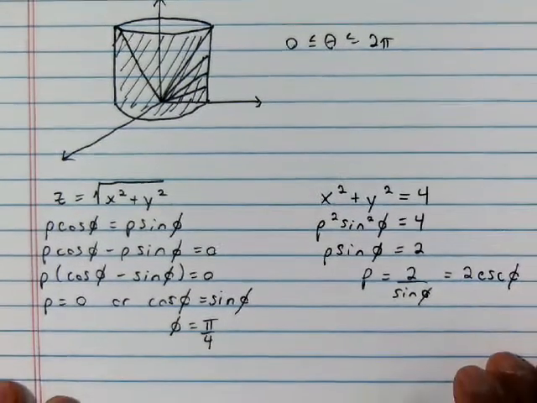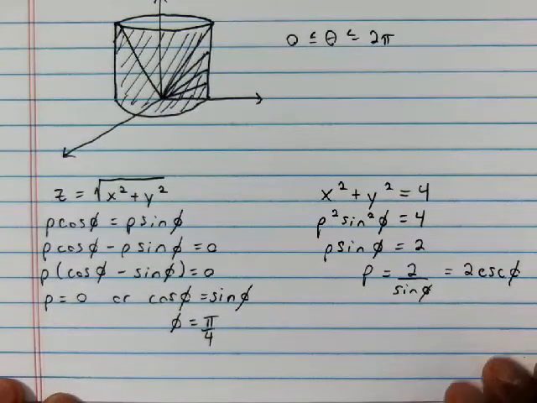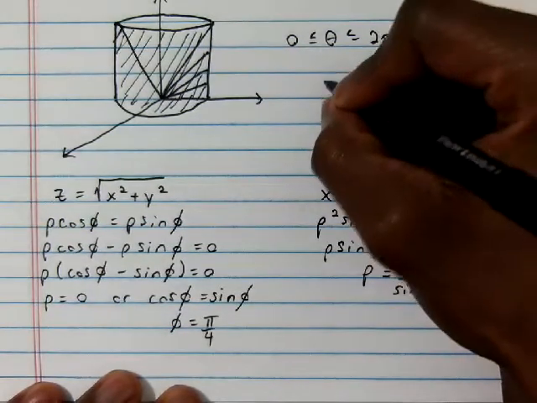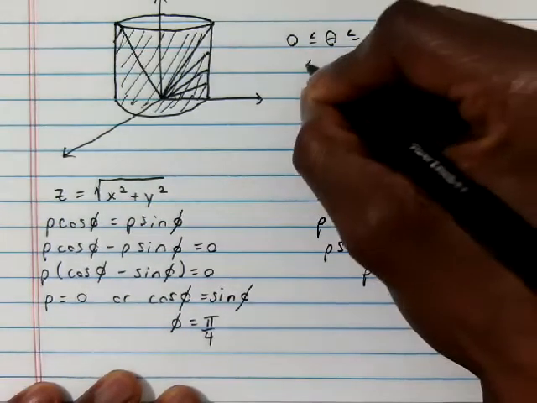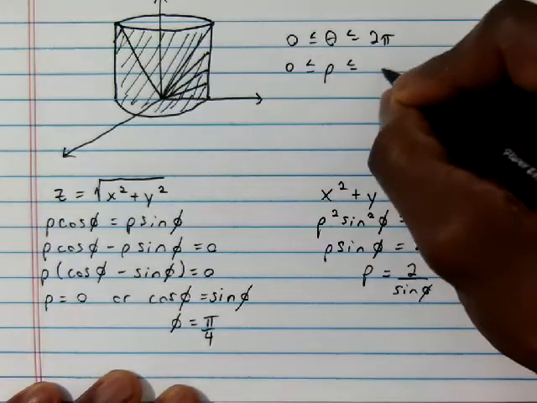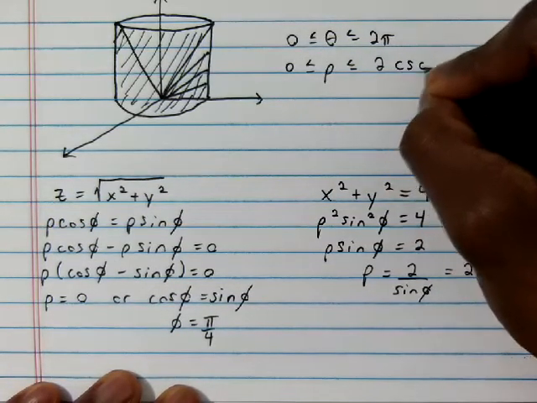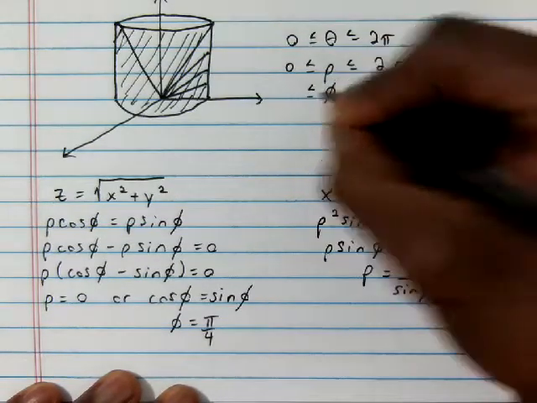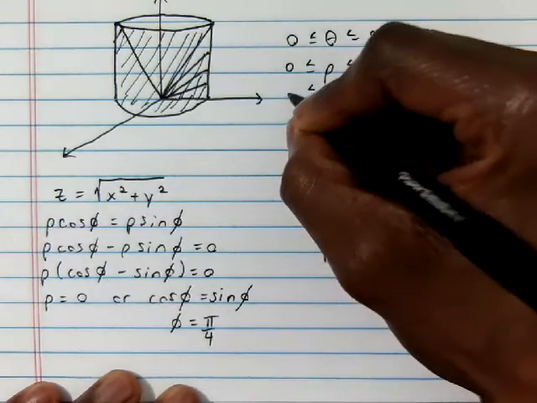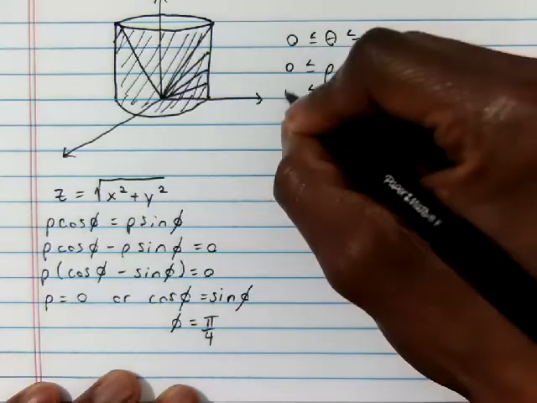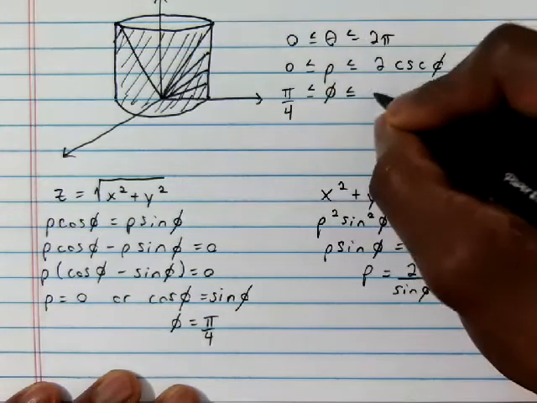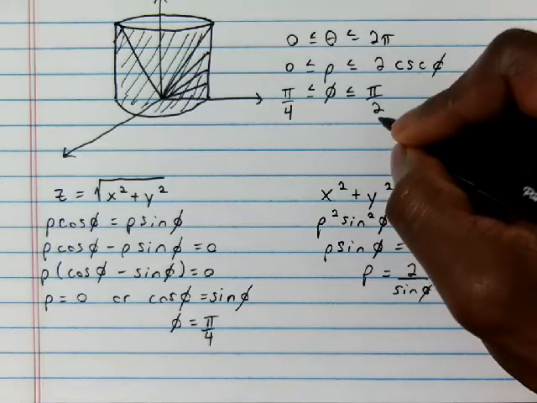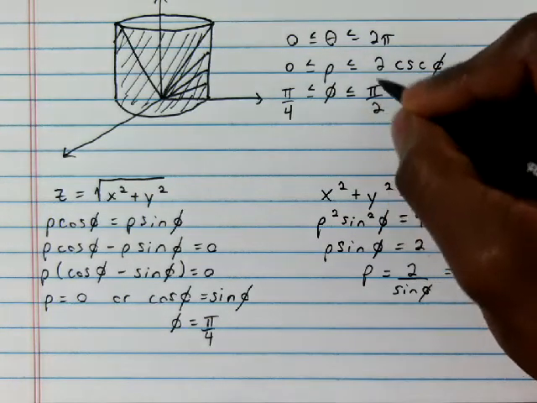So now we can set up our integral. Let me write the other stuff up here. So rho was between 0 and 2 cosecant of phi, and phi is between, oh no, I'm lying, between pi over 4, excuse me, and pi over 2. This is the xy plane right here.